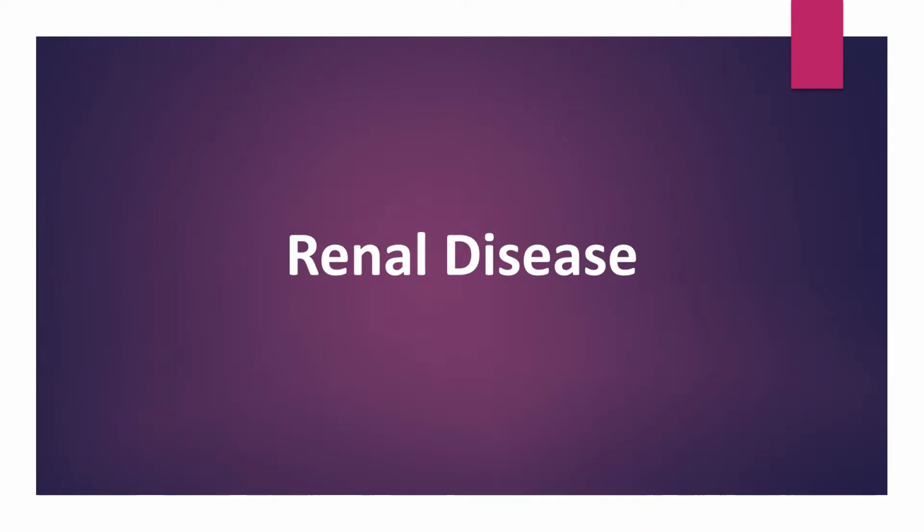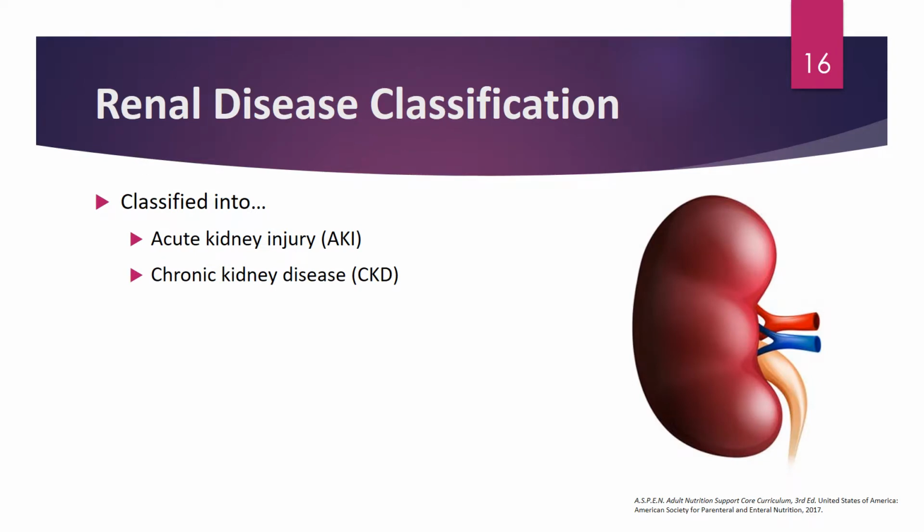So now we're going to transition slightly and talk about renal disease. And renal disease classifications are essentially classified into basically 2 realms. You have acute kidney injury and chronic kidney disease.